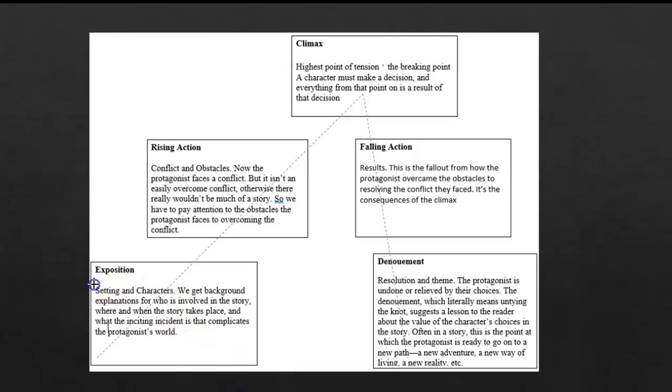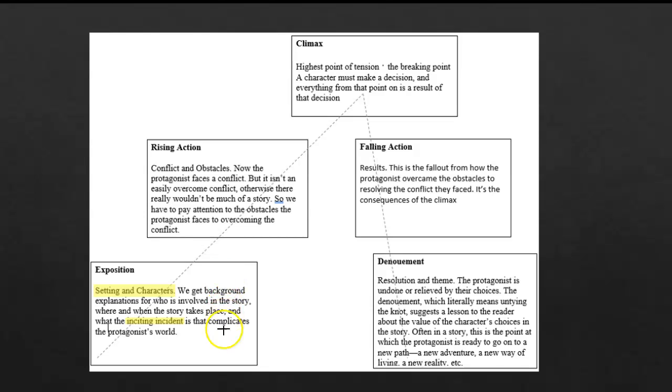All right, so let's talk about exposition. Exposition is about setting and characters. We talked about that before. And this is where the story takes place. It's when the story takes place, and it's who is involved. Sometimes we also get an inciting incident, and that's what complicates the main character, also known as the protagonist. The protagonist is the main character of a story. The inciting incident complicates the protagonist's world, and that's what makes a story in the first place. Otherwise, we wouldn't have much of a story.